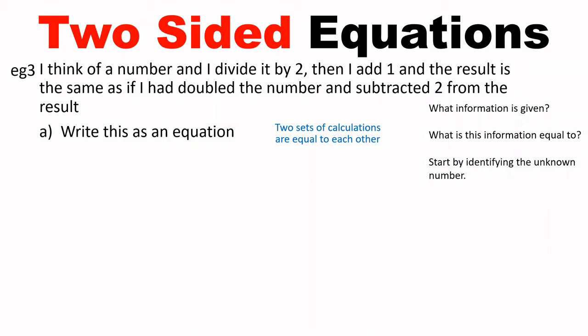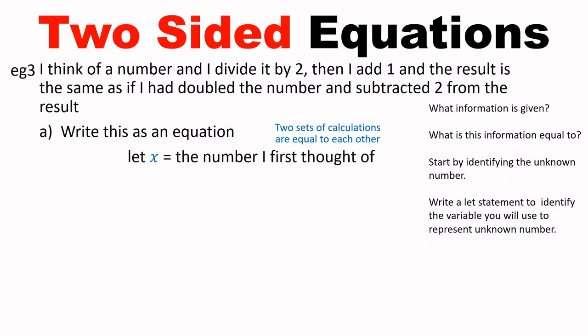Let's start by identifying the unknown number. In both of these calculations, I'm starting out with the number that I'm thinking of. And I'm performing a few calculations to it, and the result is the same if I had taken that same number and doubled it and subtracted it. So the unknown number is the number I'm starting with in both cases. Let's make a let statement to identify the letter or variable we're going to use to represent that unknown number. So let x represent the number I first thought of.